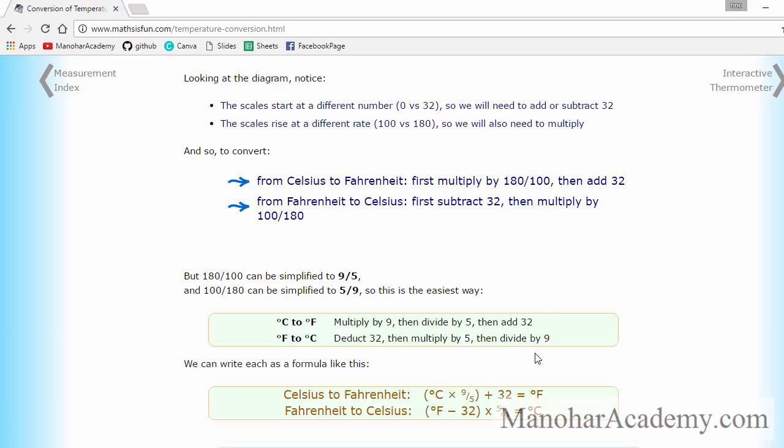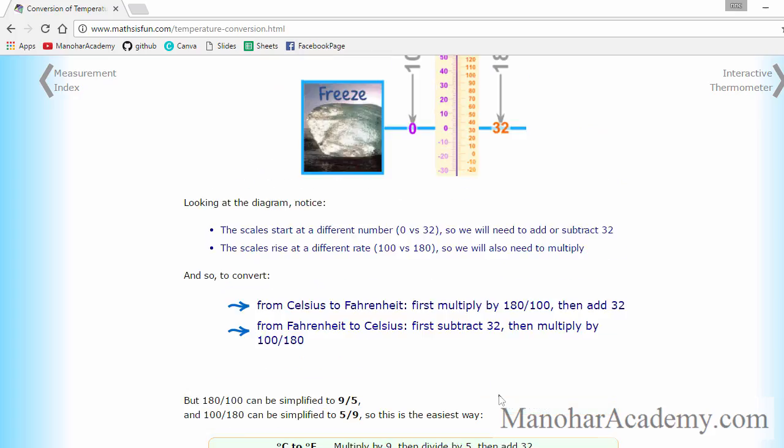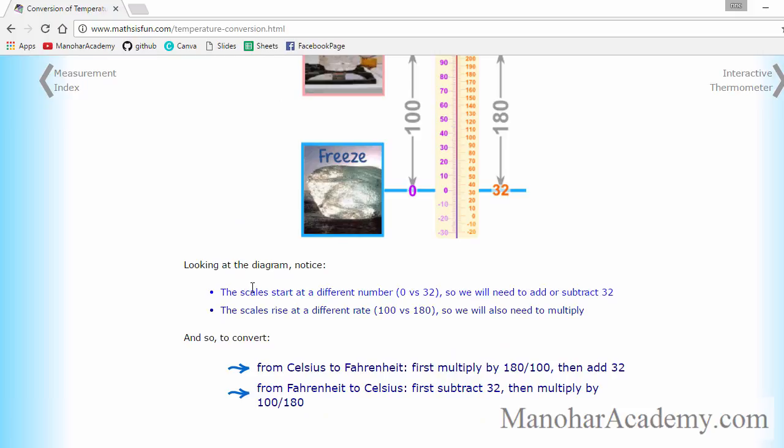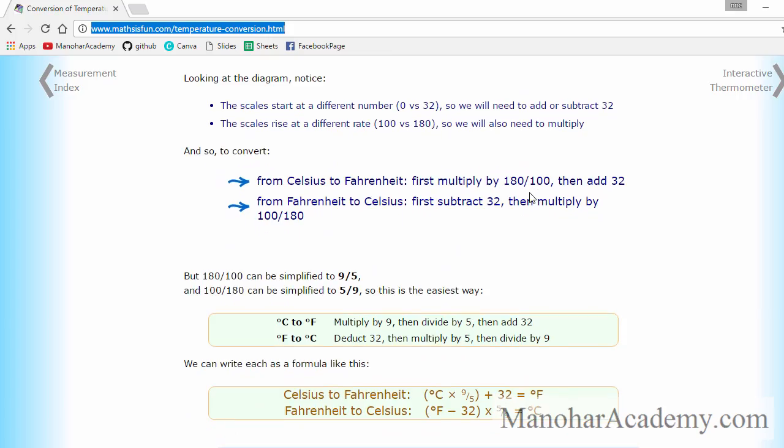To convert a temperature from Celsius to Fahrenheit, we have to apply this formula: Celsius into 9 by 5 plus 32. That is very much explainable here, so you can go to this link and read about it if you are interested. And to convert from Fahrenheit to Celsius, we simply subtract 32 and then multiply with 5 by 9.